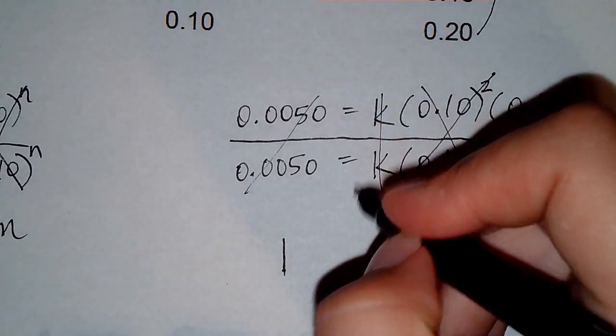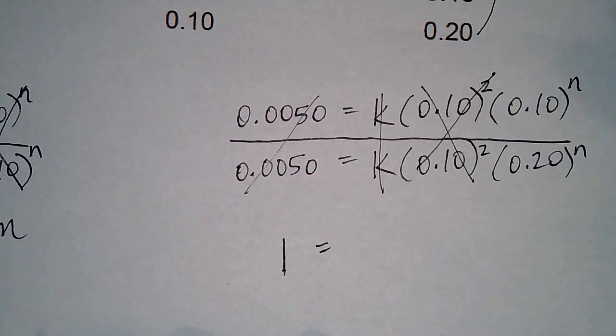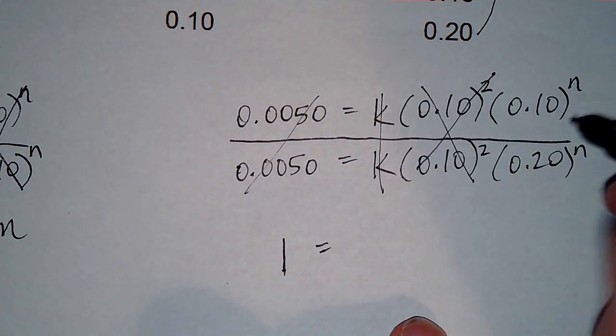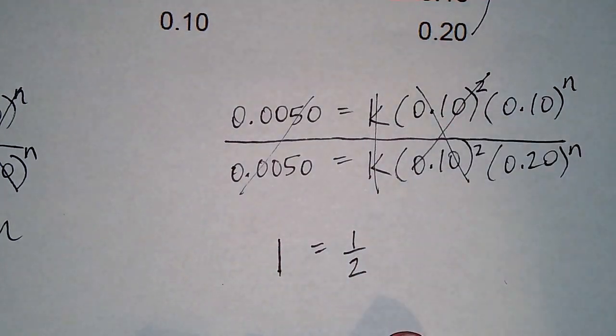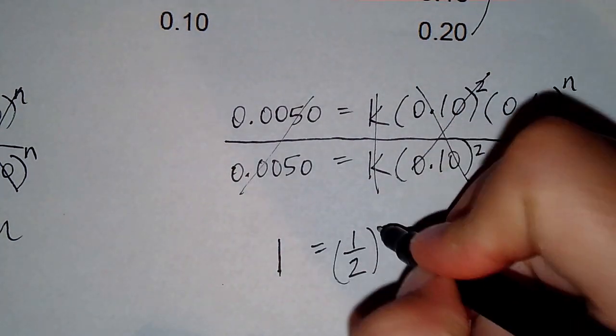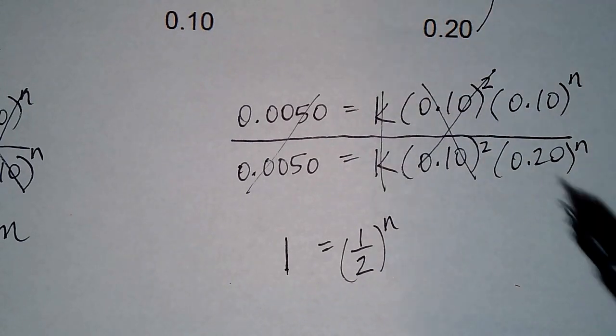Alright, then our 0.1 over 0.2 is going to be 1/2 raised to the n power. So since 1/2 to the n is 1, we know that n has to be 0.